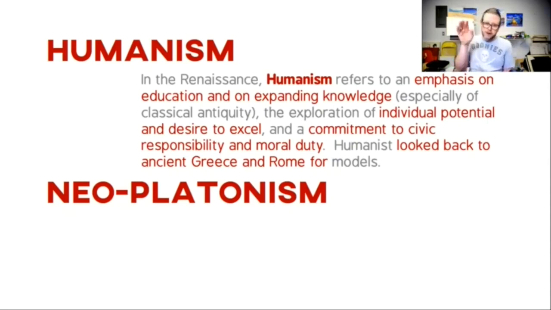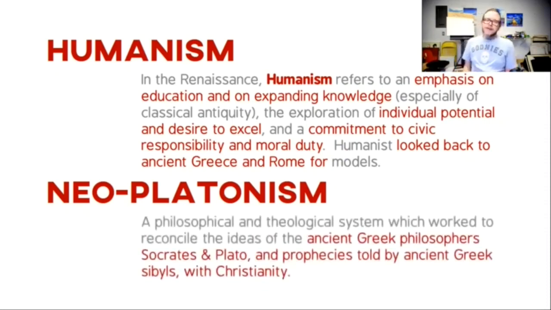One of those models that I want to talk about here, because it'll come up later, is Neoplatonism. This was a philosophical and theological system which worked to reconcile the ideas of the ancient Greek philosophers Socrates and Plato and the prophecies told by ancient Greek sibyls with Christianity. Essentially, they found ways to make all that stuff that Socrates and Plato were talking about, where they were really writing about Christianity. They just didn't know it, right? That the source, the good that we talked about when we were talking about Plato, was God. And they just didn't know that that's what they were writing about.